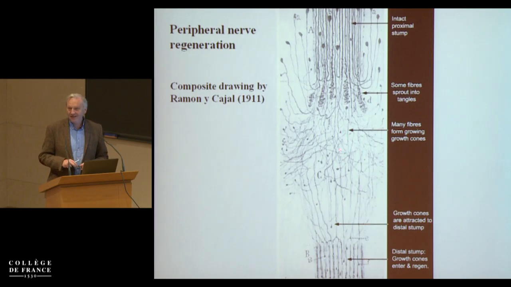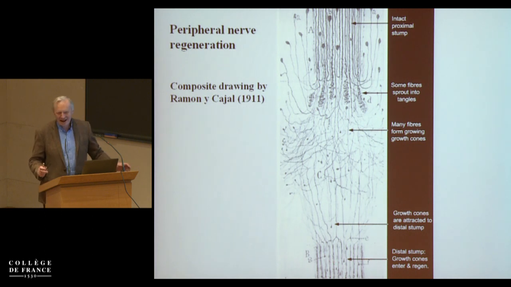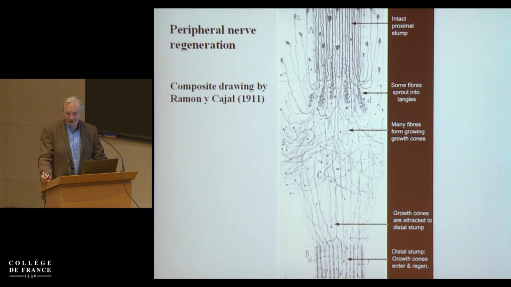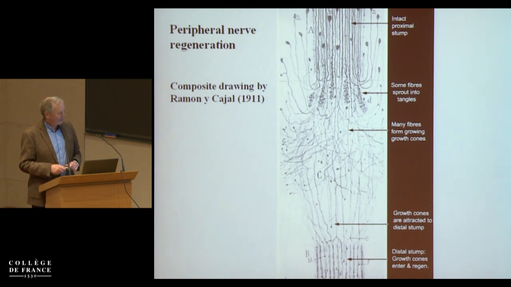I'm going to be talking about axon regeneration. Usually when I come here, I talk about plasticity, but today I thought I would talk to you about axon regeneration, which is our other main program in the lab.